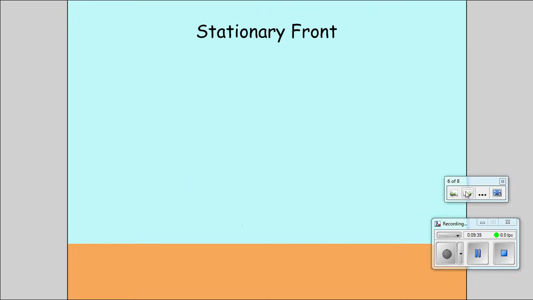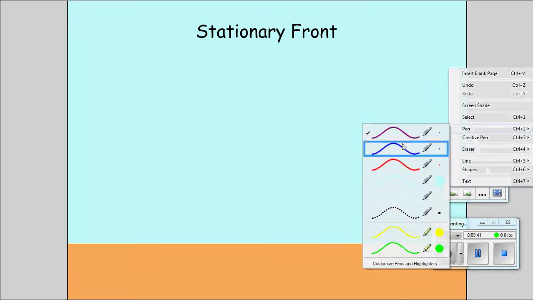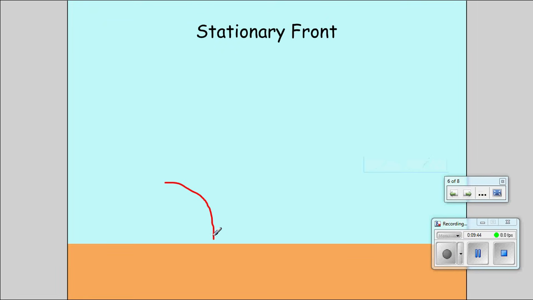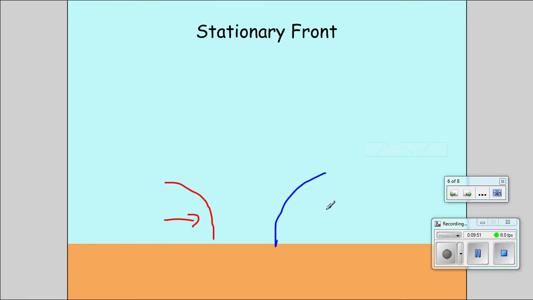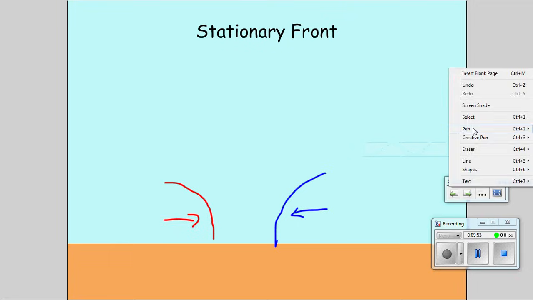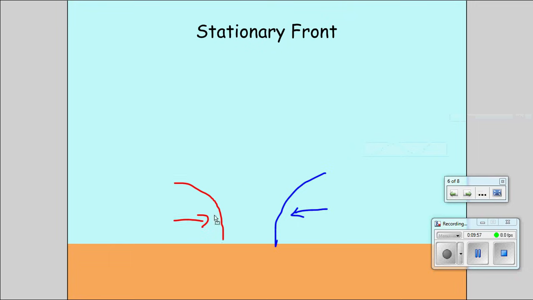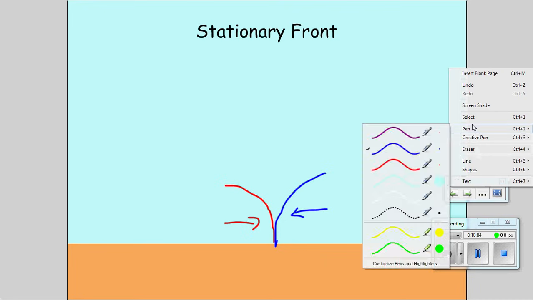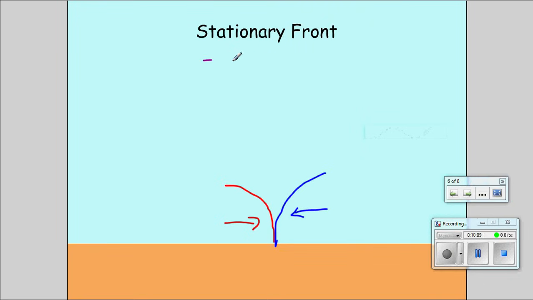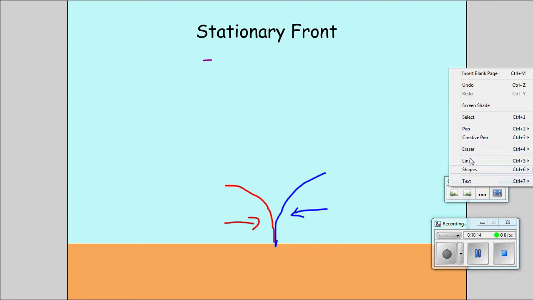Okay, the last front, a stationary front. A stationary front is a warm air mass moving towards a cold air mass, and just like the word stationary means not moving, these 2 air masses come together and they basically come to a dead stop. Okay, so neither one rises, neither one sinks, neither one dominates the other. So a stationary front, two fronts come together, meet in the middle, and stop.